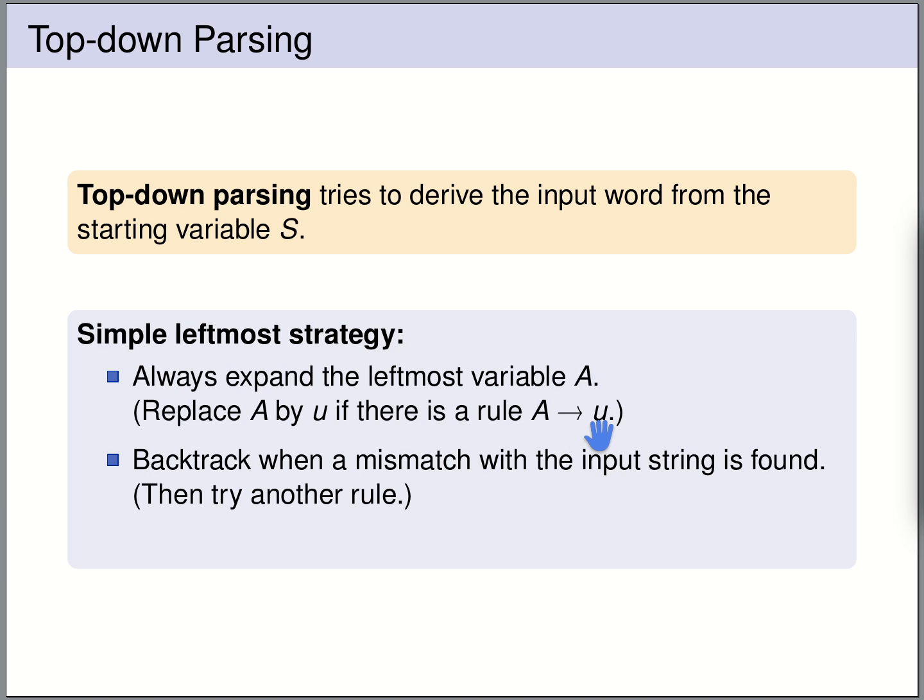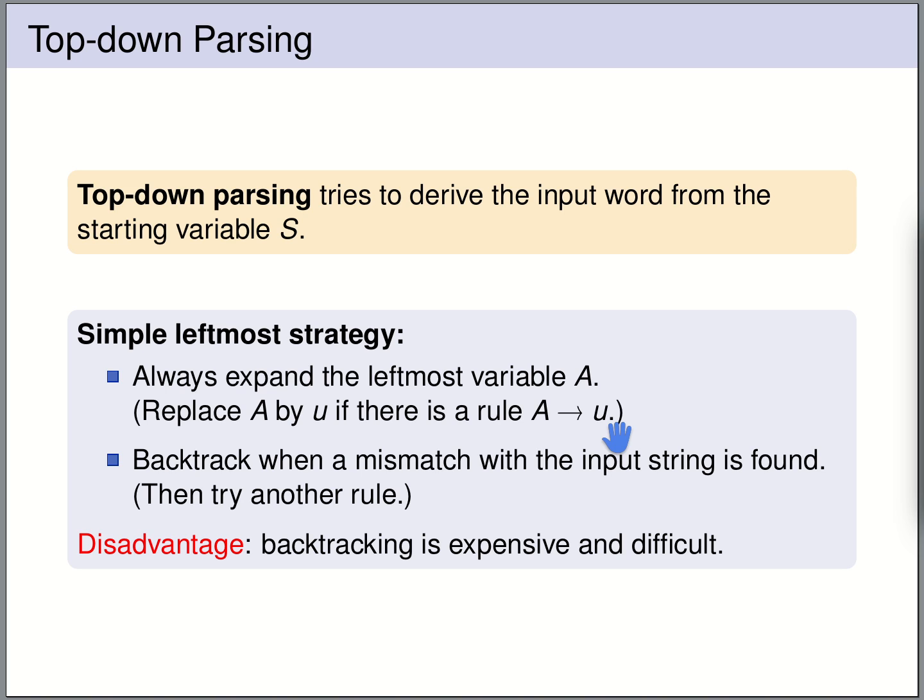What do we do if we encounter that we have derived a mismatch, so we have derived a letter that does not match with the input? Then we are going to backtrack, so we are undoing the replacement, and we try another production rule. So this is very simple, but it has one disadvantage, namely that the backtracking is difficult and very expensive. Actually, with backtracking you can get exponential time complexity with respect to the length of the input word.